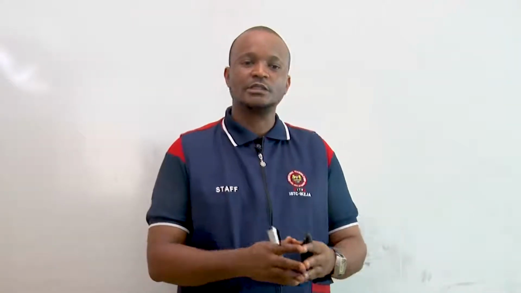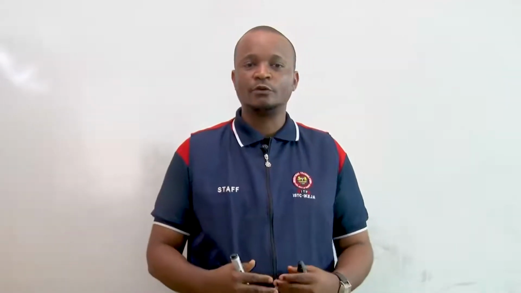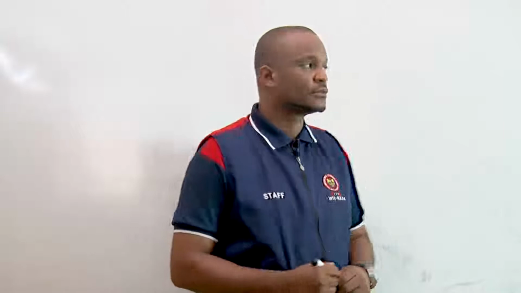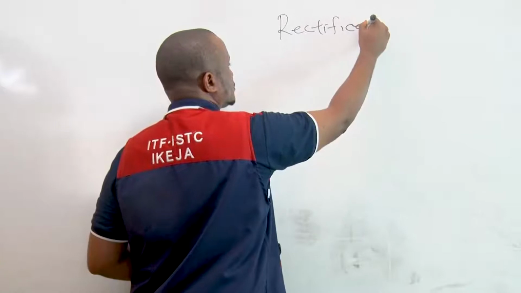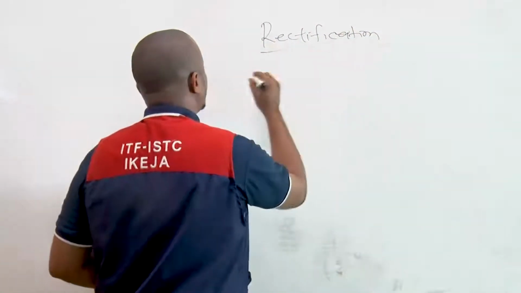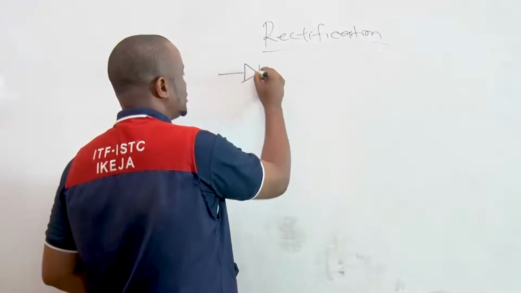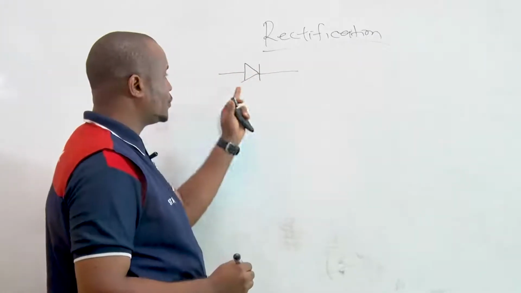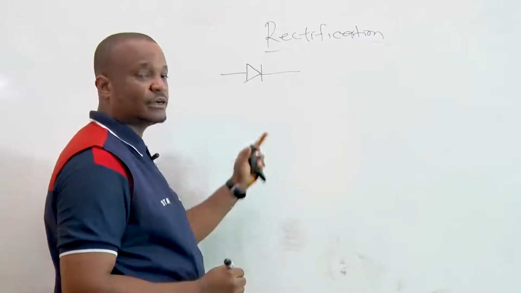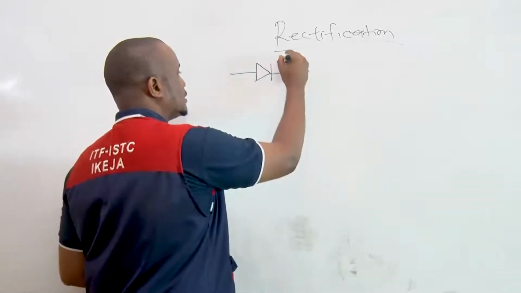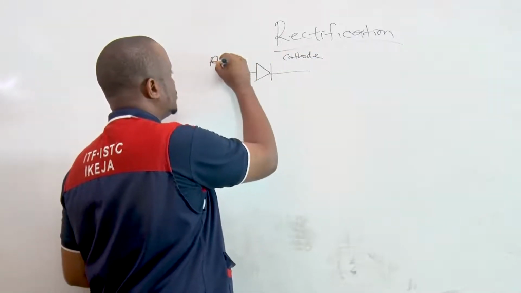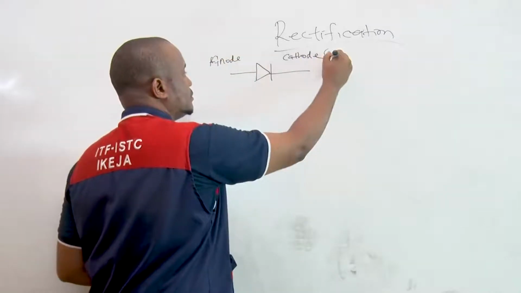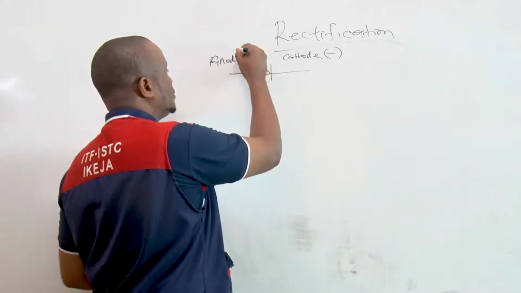Now, to convert alternating current to direct current, we will be making use of rectifier diodes. Rectification. We are going to be making use of diodes. This is the electronic symbol for diodes. So we can call this the rectifier diode. And this is the cathode, and this is the what? Anode. The cathode means negative, and the anode means positive.